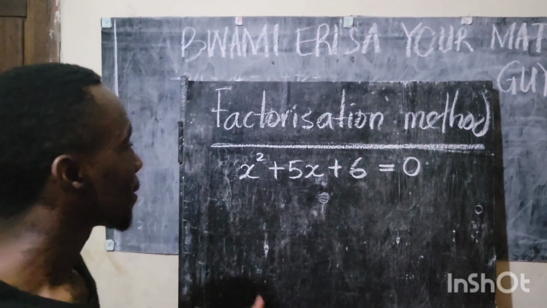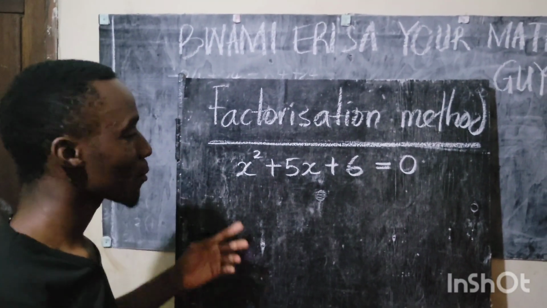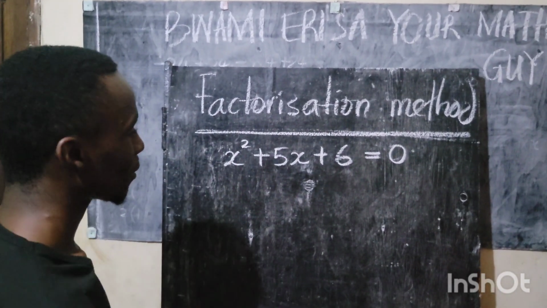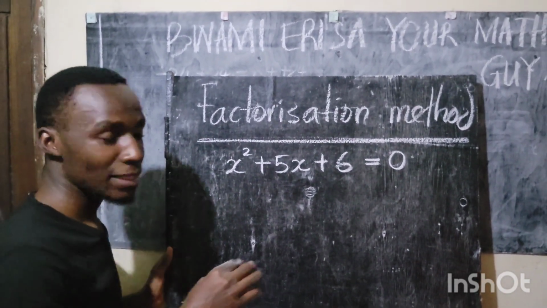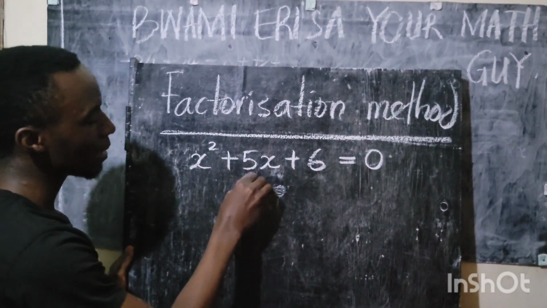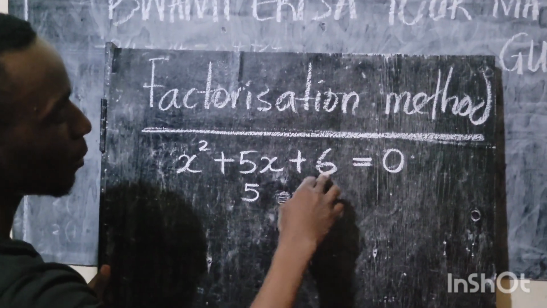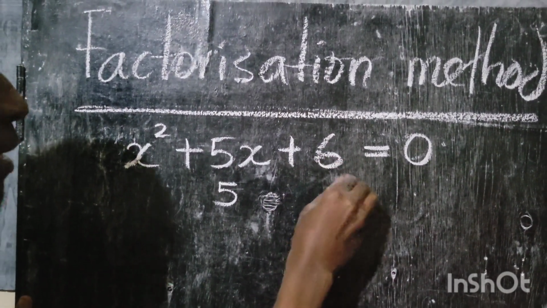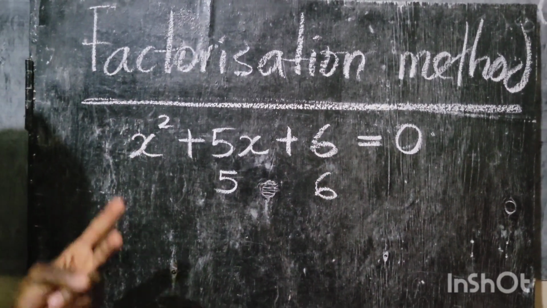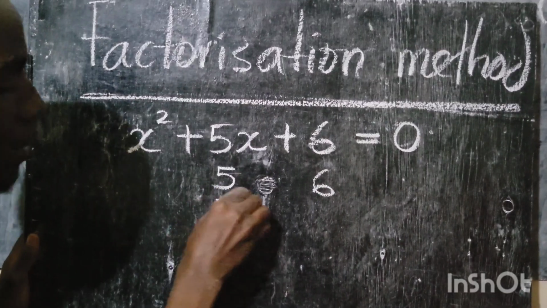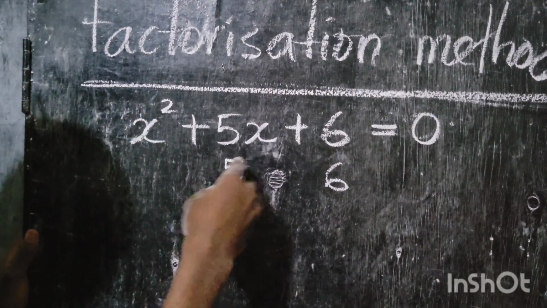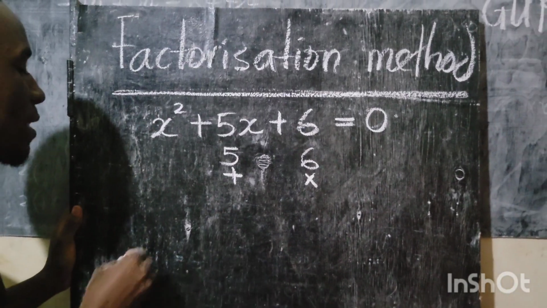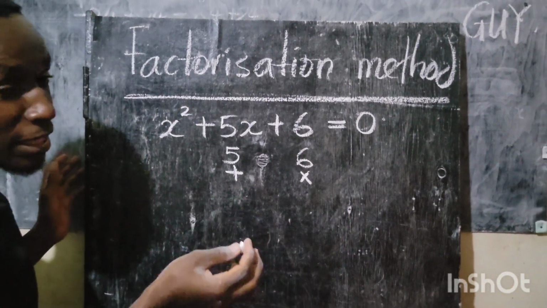So in the factorization method, suppose we are given this as a question and we want to use the factorization method. We shall look at the term before x, and that is a 5. The term which has no x attached to it is a 6. So we think of two numbers. When you add them, you should get a 5, and when you multiply them, you should get a 6. You can think of any numbers.